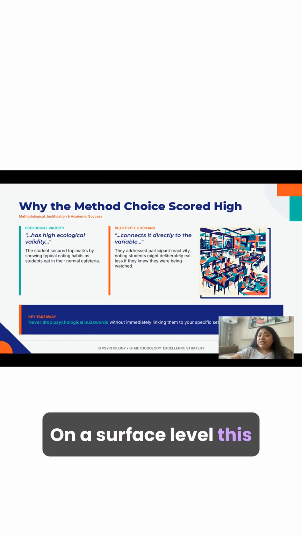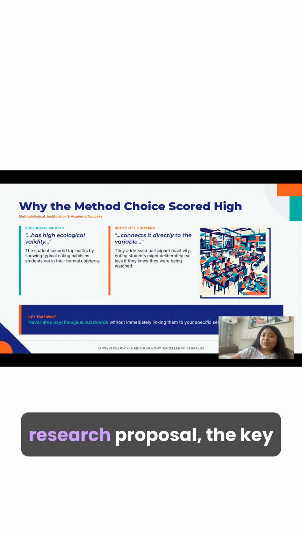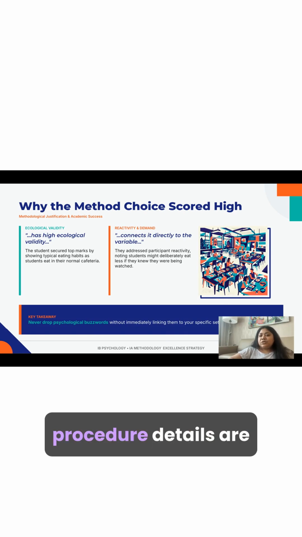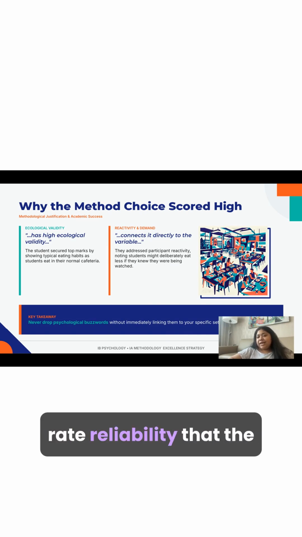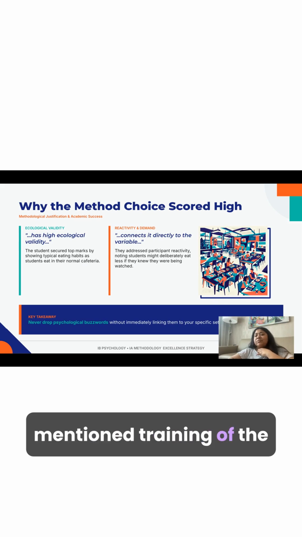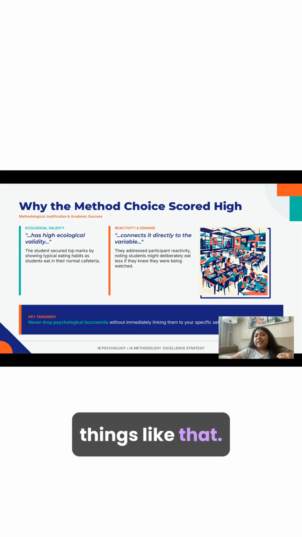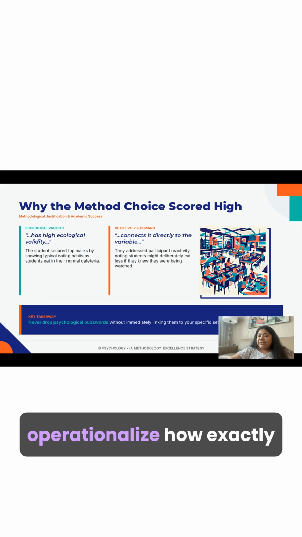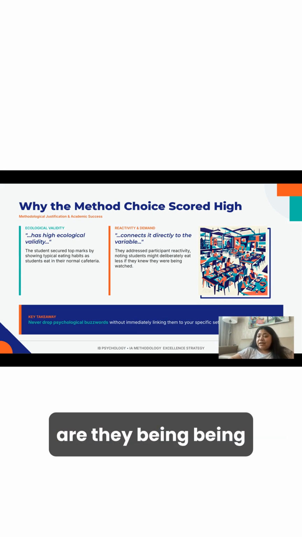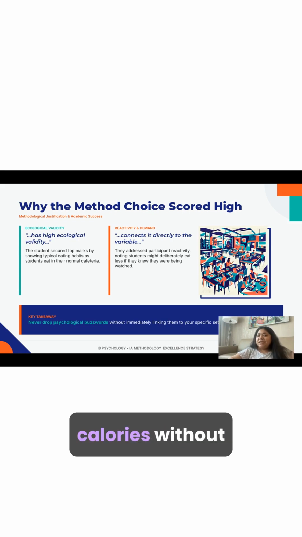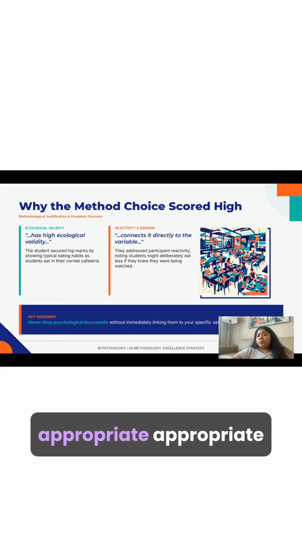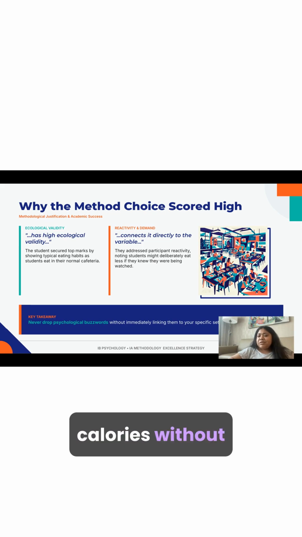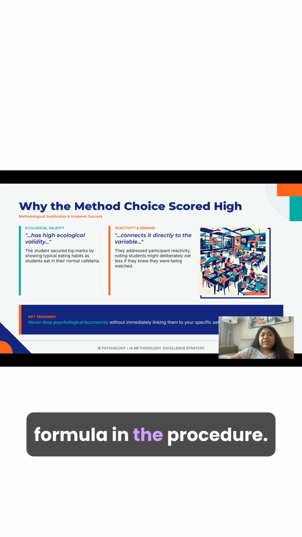On a surface level this sounds fine, but as an IB research proposal, the key procedure details are missing. For example, the student did not talk about observer bias, inter-rater reliability, or the training of the observers and checklist and things like that. They did not operationalize how exactly they will estimate calories without interruption or weighing the food. They say they will determine approximate calories without explaining the estimation formula in the procedure.